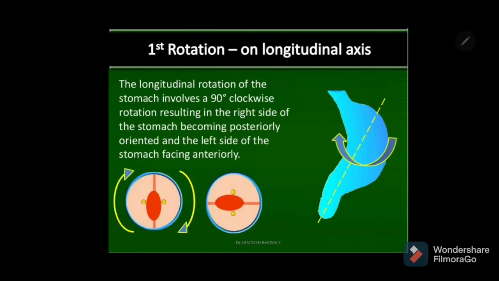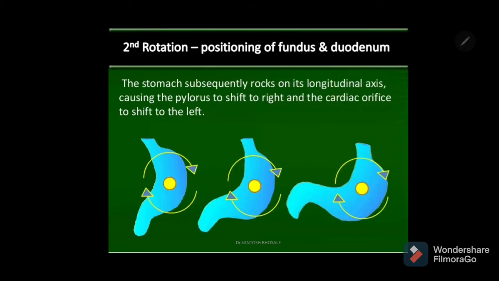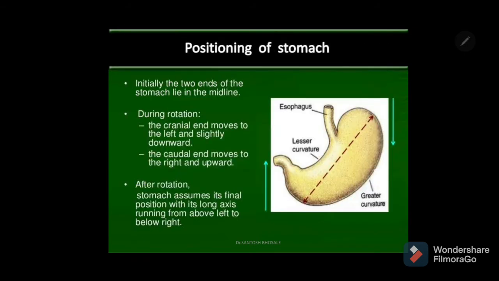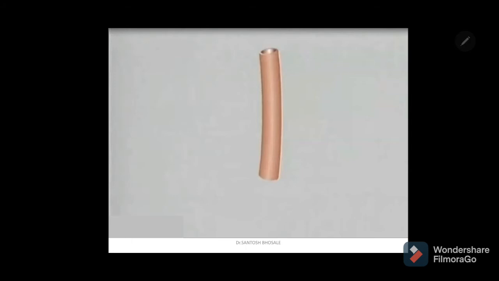So during the development, the stomach evolves by two rotations, one along the longitudinal axis, one along the anteroposterior axis. The longitudinal axis rotation results in the adult presenting part of the stomach, whereas the rotation across the anteroposterior axis results in the adult shape of the stomach. That you can see in the position of the stomach. Due to that rotation, the cranial end moves towards the left and slightly downward. The caudal end moves to the right and upward.